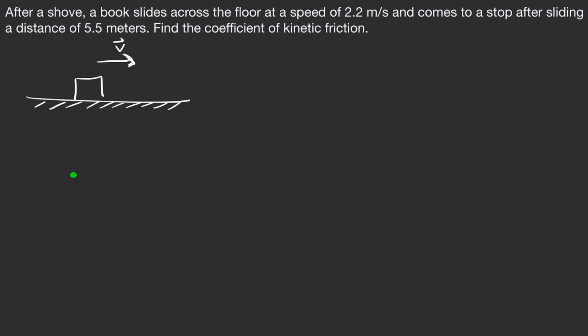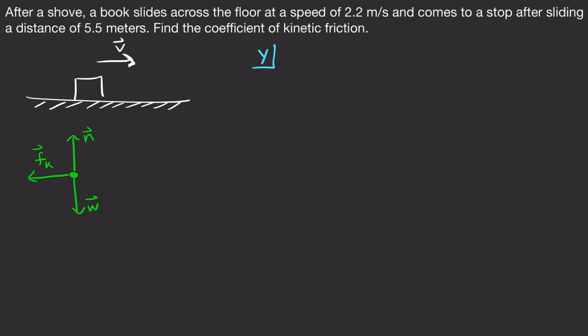And so first I want to draw a free body diagram. So I have a normal force that is perpendicular to the surface, a weight that is straight down, and there are no forces pushing this object. It's already been shoved and it's moving, sliding across the floor. And since it's moving, there is a force of kinetic friction that's fighting its motion. Since it's moving to the right, friction will be to the left.